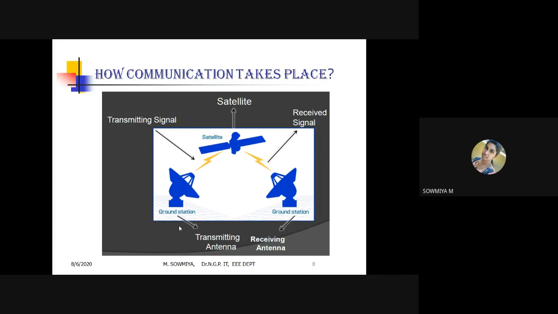So in wireless communications, if we get any problems in our satellite, our communication gets interrupted. Likewise, in the case of wired communications, if the wires get damaged, we get interruption in the communications. The satellite is the main source of wireless communications.